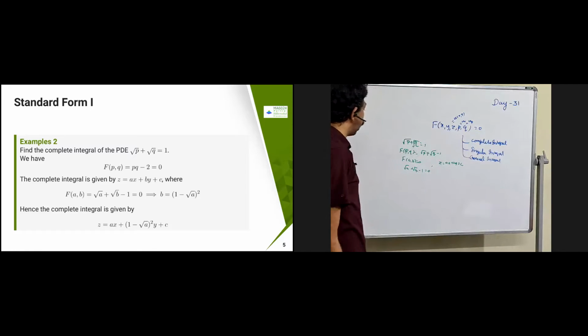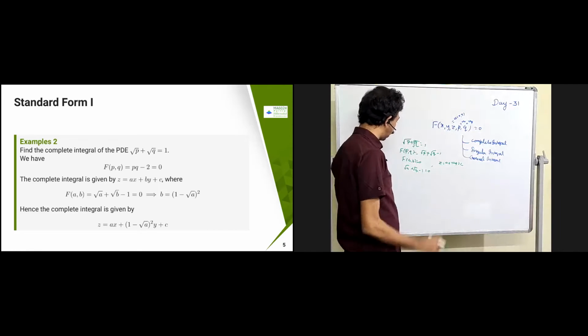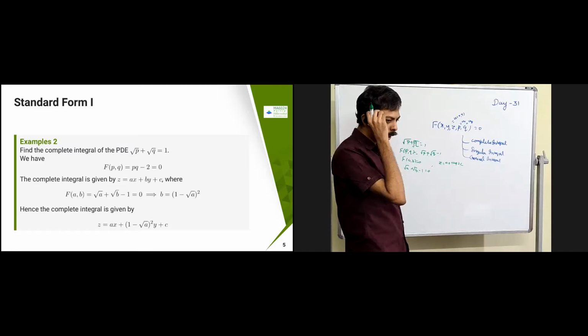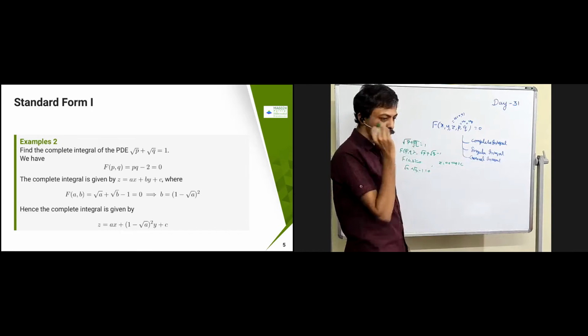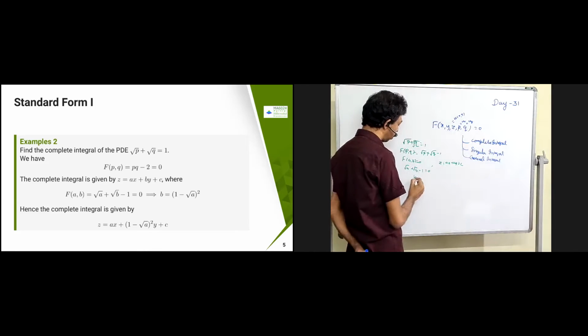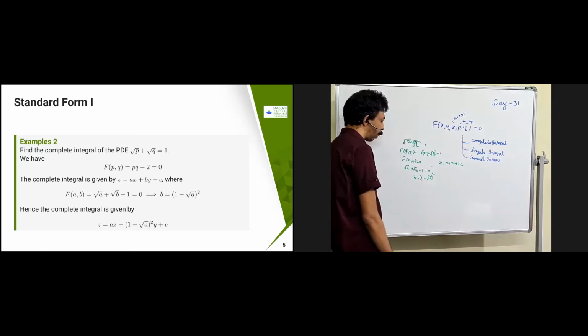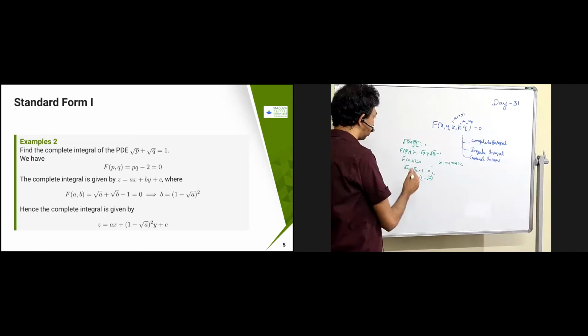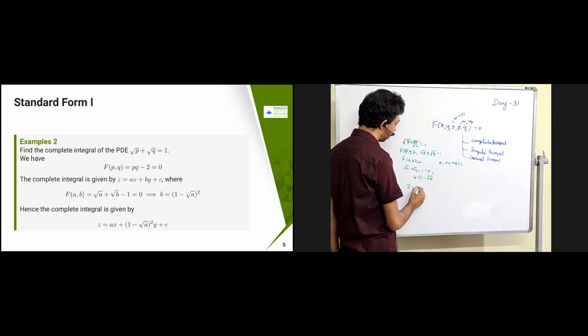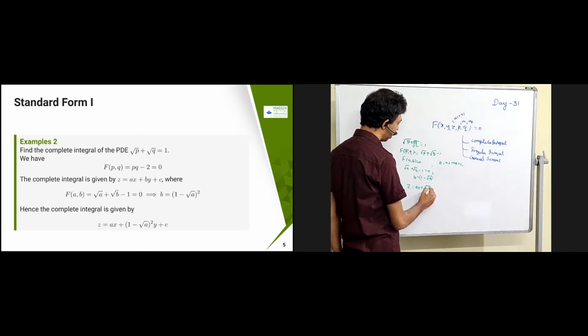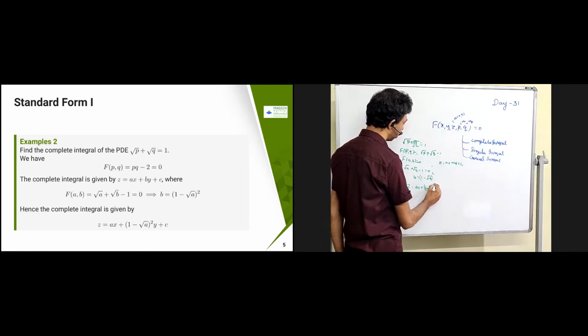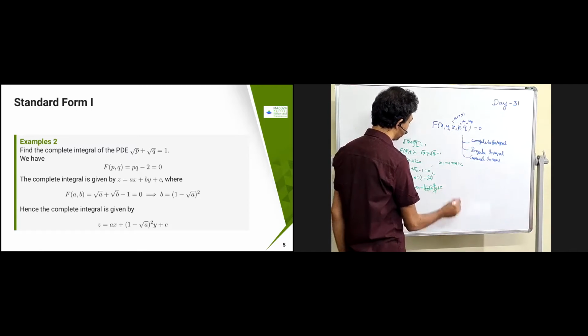Fine. Okay, root a plus root b minus 1 equal to 0. So now what we have to solve in this problem: if I solve this one, you can find root b is equal to 1 minus root a. So square root of b is going to be there, so I can just square it, and I'm going to get 1 minus root a, whole square. Therefore, I'm going to get z equal to ax plus (1 minus square root of a) whole square into y plus c squared.